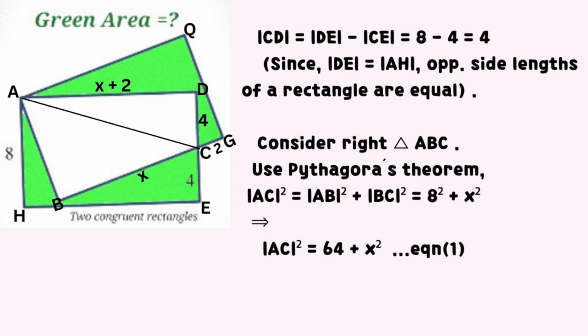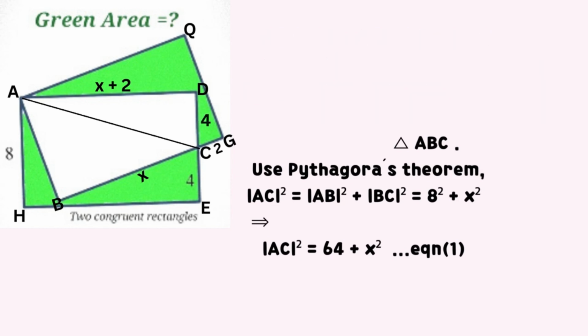Consider right triangle ABC. Use Pythagoras theorem. The square of line AC equals the sum of the square of line AB and the square of line BC, which equals the sum of the square of 8 and the square of x. It implies that the square of line AC equals the sum of 64 and the square of x. We call it equation 1.